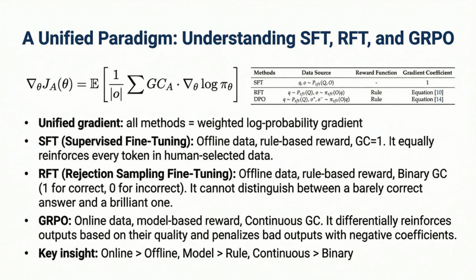Look at Table 10. SFT uses human-selected data with a gradient coefficient of 1. It equally reinforces every token. RFT uses a binary coefficient, 1 for correct outputs, 0 for incorrect. It cannot distinguish between a barely correct answer and a brilliant one. GRPO uses a continuous coefficient based on normalized group rewards. It can differentially reinforce outputs based on their quality. And crucially, GRPO also penalizes bad outputs with negative coefficients, while RFT simply ignores them. This unified view makes it clear why GRPO is more powerful.